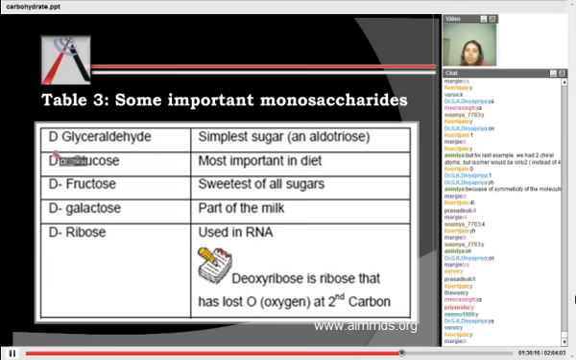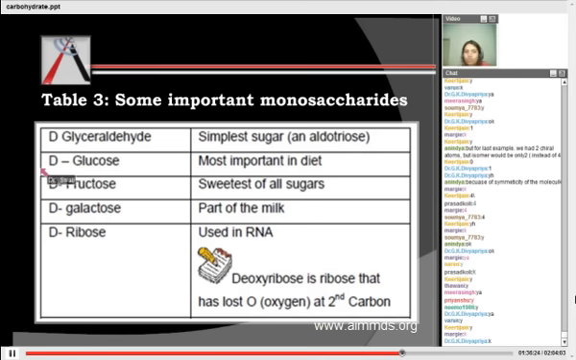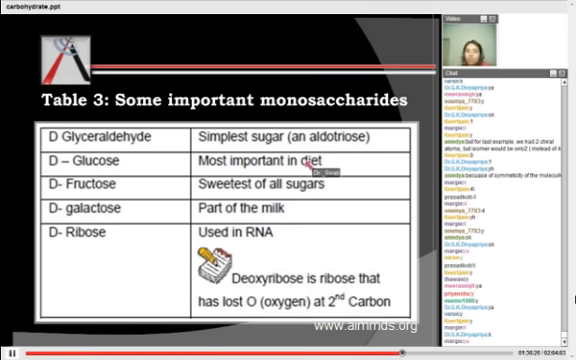Some of the important monosaccharides: we have D-glyceraldehyde, as we already saw. It is the simplest sugar, an aldotriose. D-glucose is the most important in diet. D-fructose is the sweetest of all sugars. D-galactose is a part of milk. D-ribose is the one that is used in RNA.